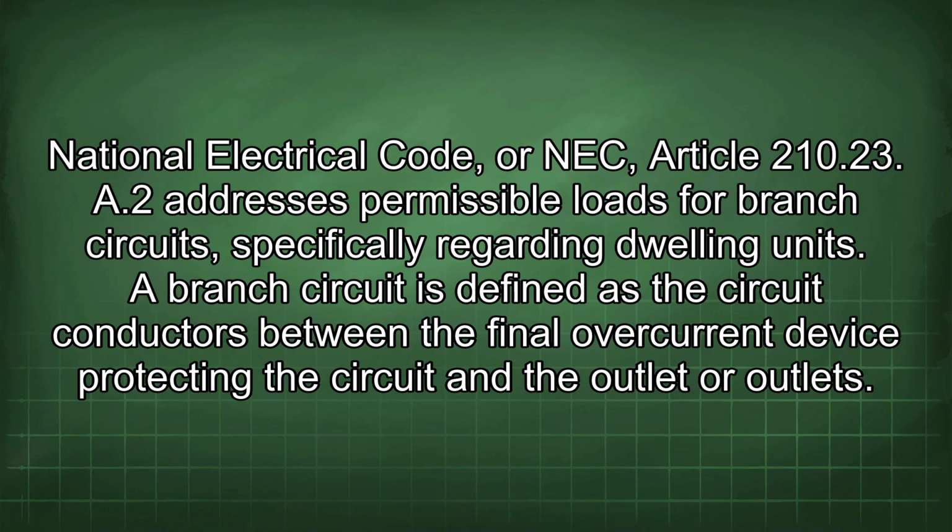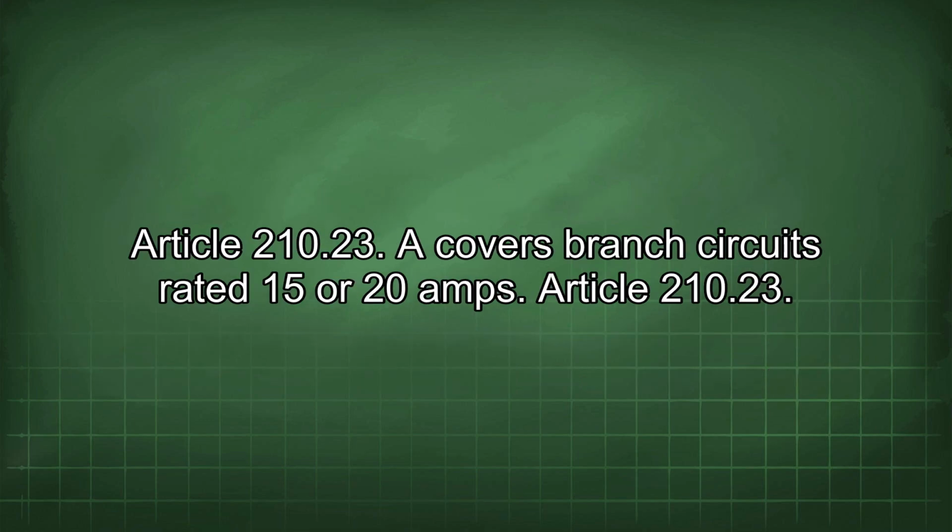National Electrical Code, or NEC Article 210.23(A)(2) addresses permissible loads for branch circuits, specifically regarding dwelling units. A branch circuit is defined as the circuit conductors between the final overcurrent device protecting the circuit and the outlet or outlets. Article 210.23 covers branch circuits rated 15 or 20 amps.